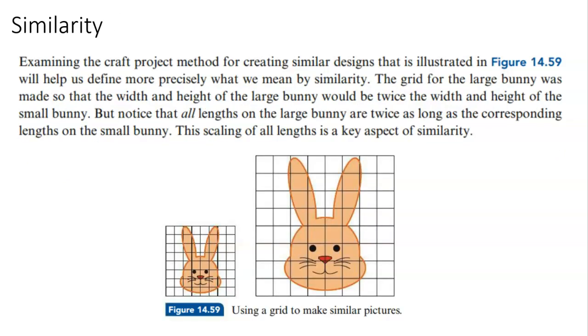So let's go back to that craft project. Let's use this to help us define similarity more precisely. The grid for the large bunny was made so that the width and the height of the large bunny would be twice the width and the height of the small bunny. But notice that all lengths on the large bunny are twice as long as they are on the small bunny, and that scaling is the key aspect.